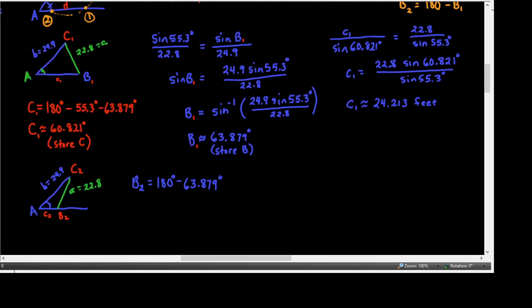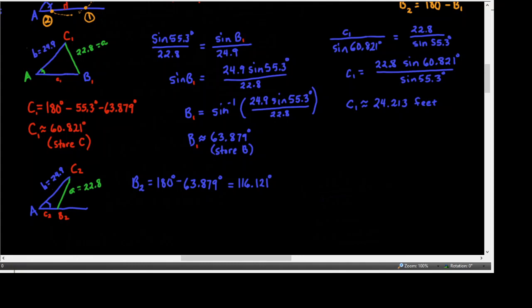Okay, so that should be 116.1 degrees. 116 point, well, it rounds to that. 121 is what I want to say. Sorry. 116.121 degrees is what you should get. All right. So that's B2, and that's now done.